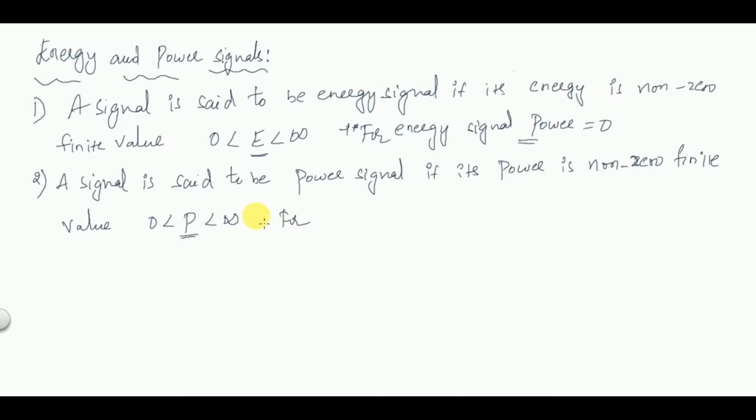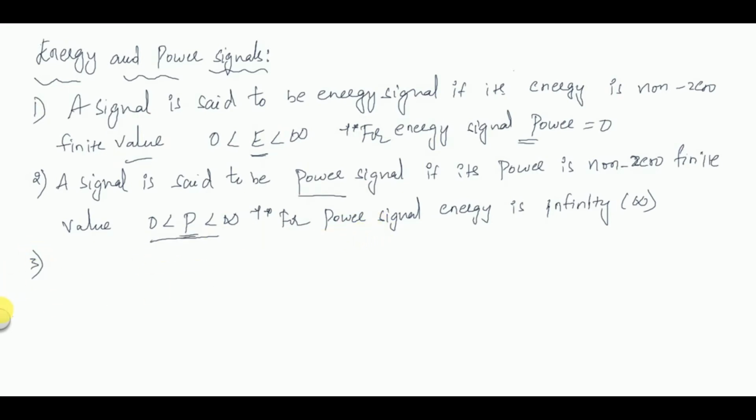Okay, so for a power signal, energy is infinite. Energy is infinity. Okay, so energy is equal to infinity. So these are the definitions of energy and power signal. If you find the energy of the signal, and if it is a non-zero finite value, then we can say that it is an energy signal. If you find the power of the signal and if it is a non-zero finite value, then we can say that it is a power signal.